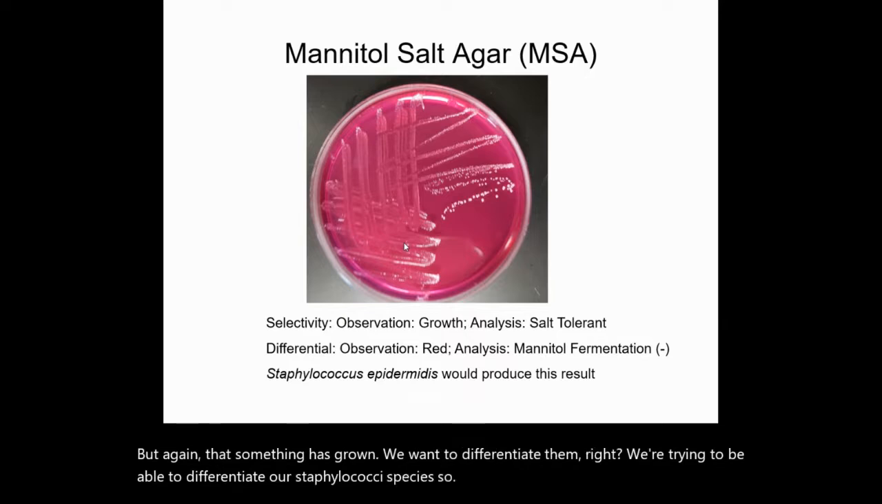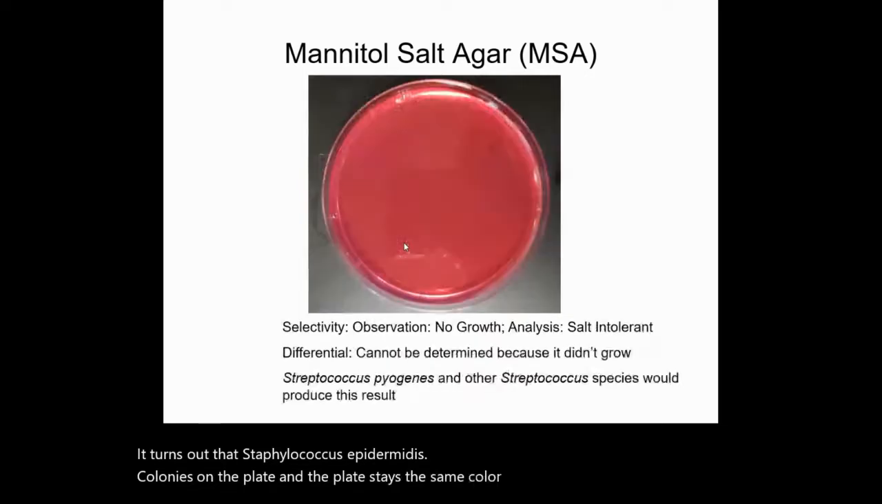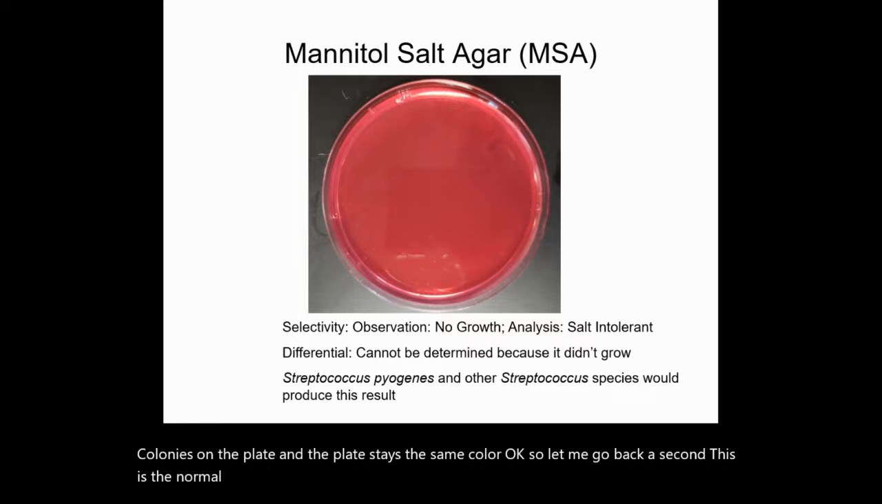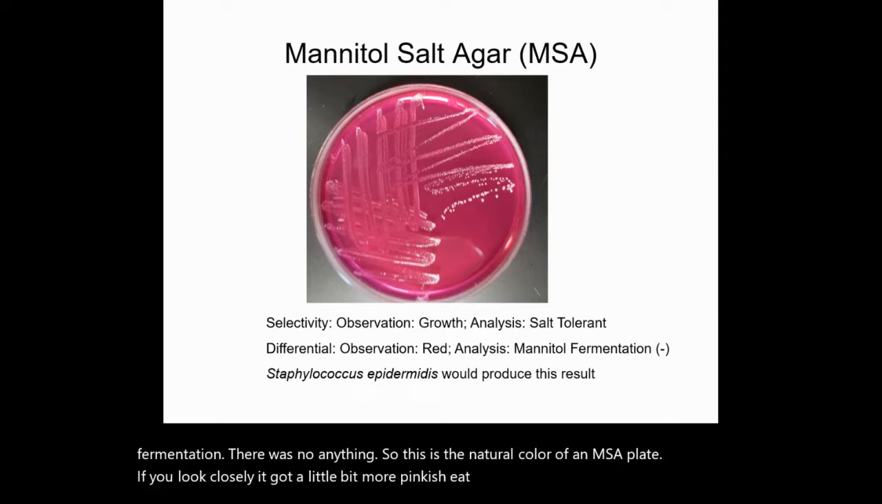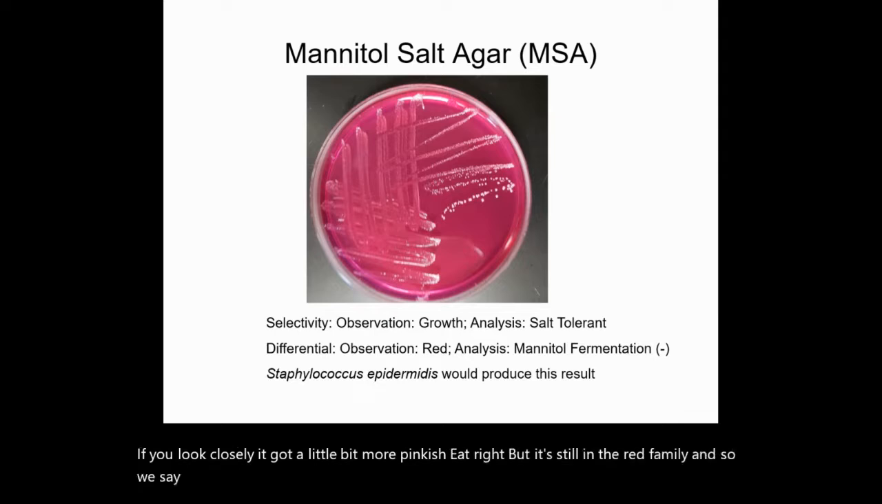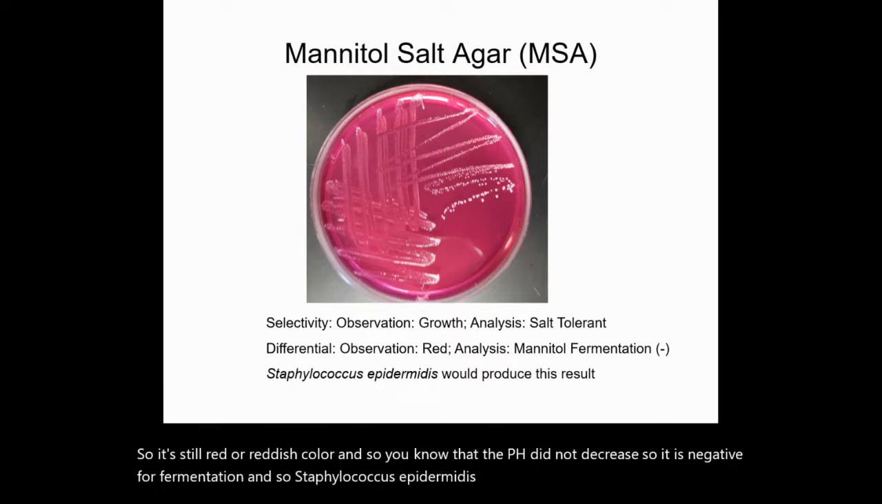So it turns out that Staphylococcus epidermidis produces colonies on the plate, and the plate stays the same color, okay? So let me go back a second. This is the normal color of the plate, right? The organism didn't grow, there was no fermentation, there was no anything. So this is the natural color of an MSA plate. And if you look closely, it got a little bit more pinkish, but it's still in the red family. And so we say that no fermentation occurred because, quite frankly, it's not yellow. Your options here are yellow or not yellow, okay? So it's still red or reddish color, and so you know that the pH did not decrease, so it is negative for fermentation. And so Staphylococcus epidermidis gives you this result.